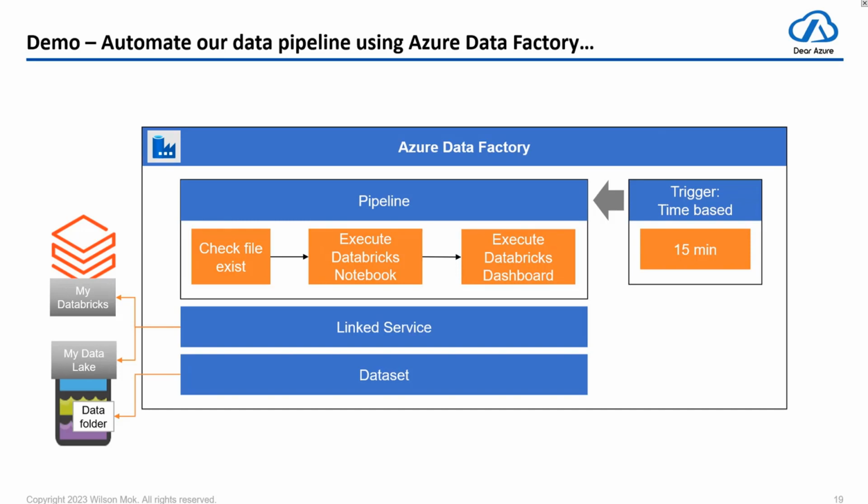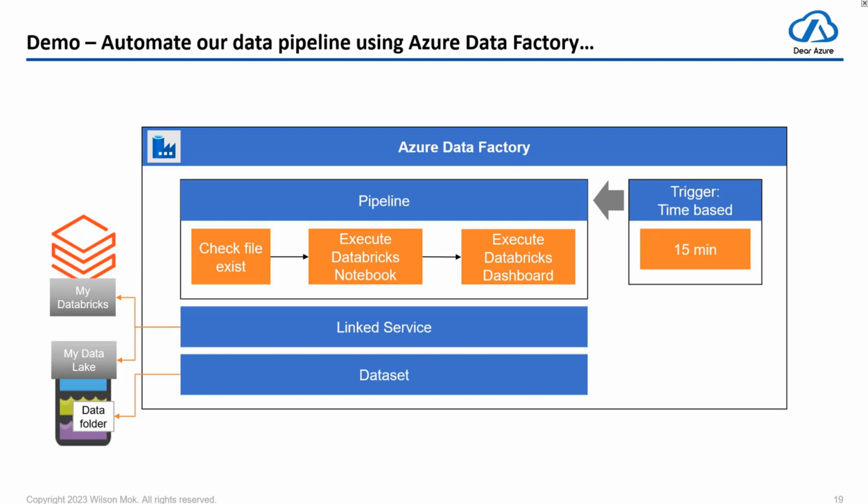The linked services in this demo will connect to Databricks and to the data lake. For the dataset, we will create one to check the data folder, in this case the time folder, to make sure that the JSON file exists inside of it. And finally, we want a trigger that runs every 15 minutes in order to pull the latest data into our Delta table as soon as it is available.